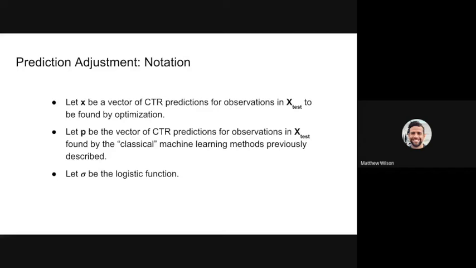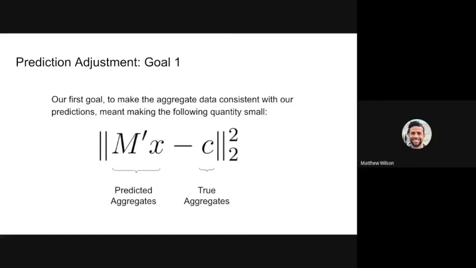And finally, the last piece of notation is sigma, the familiar logistic function. So we described our goals in words. Now we're going to describe them in mathematical notation. Our first goal was to make the aggregate data consistent with our predictions. There are different ways of doing this, but this was what that meant to us. So it meant making the following quantities small.